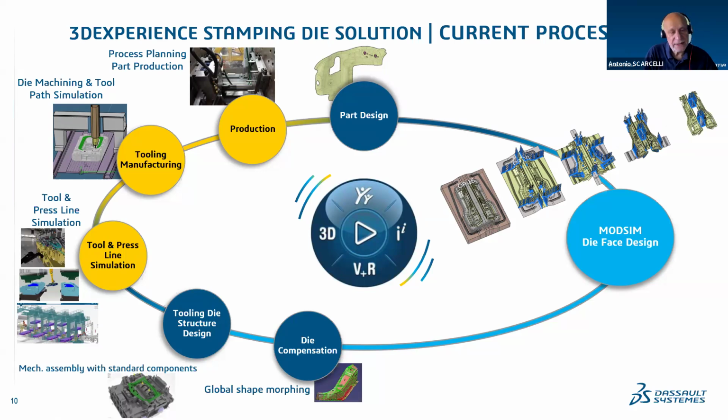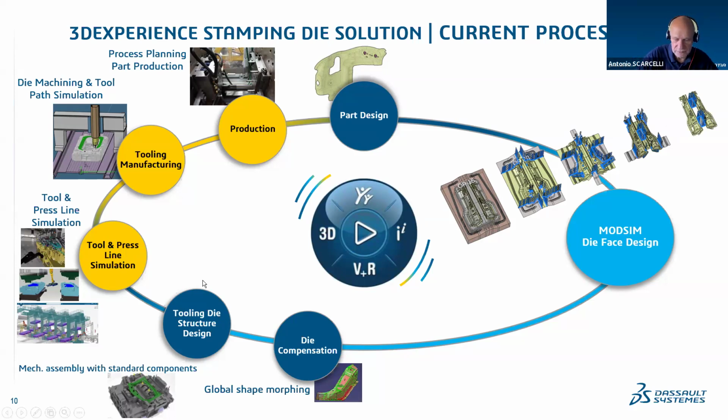Okay. After that, you need to simulate your tooling one by one and maybe your line. So for that, we have the virtual reality simulation. Many customers are using the virtual reality. You have some specific tool to simulate, to analyze the kinematic of your stamping die. And you have some specific tool thanks to the Delmia brand for simulation of your production line.